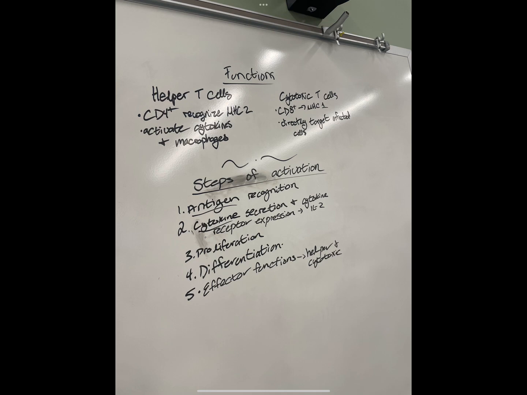What are the steps in the activation of T lymphocytes? The first step is antigen recognition. The second step is cytokine secretion and cytokine receptor expression. The third step is proliferation. The fourth step is differentiation. And the fifth step is the effector functions of the helper and cytotoxic T cells.